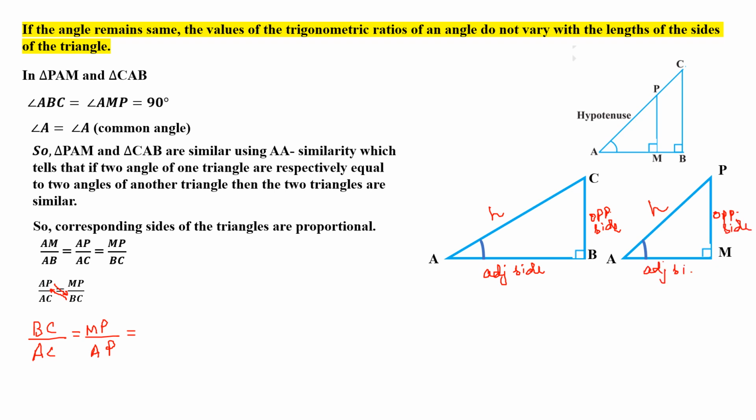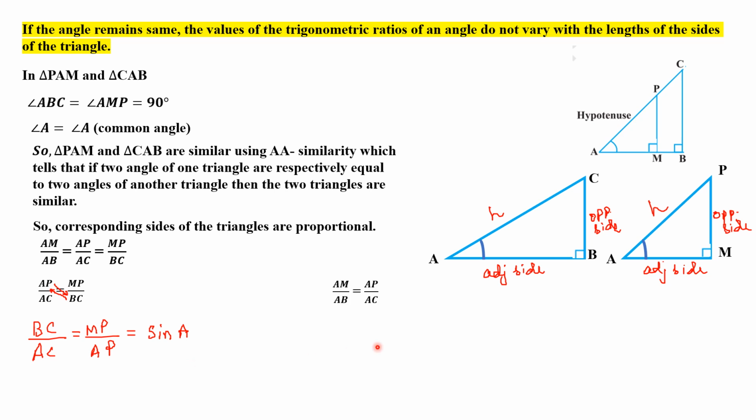So if you recall the trigonometric ratios, here what is BC by AC? BC is opposite side by hypotenuse. Same way MP by AP, this is also opposite side by hypotenuse. And opposite side by hypotenuse, we know it is a trigonometric ratio. Which trigonometric ratio? It is sine of A. Okay, sine A. So here you can see, BC and AC, their measurements are different. MP and AP, the measurements are different. BC and MP measurements are different. AC and AP measurements are different. Still the trigonometric ratio is not changing, it is same.